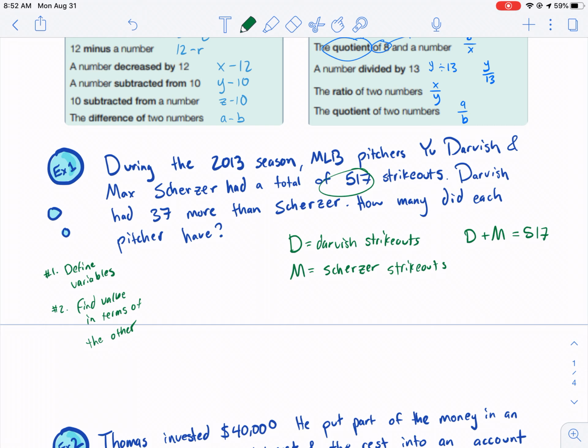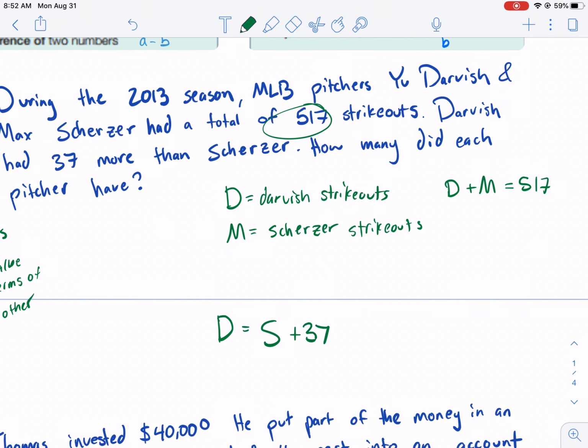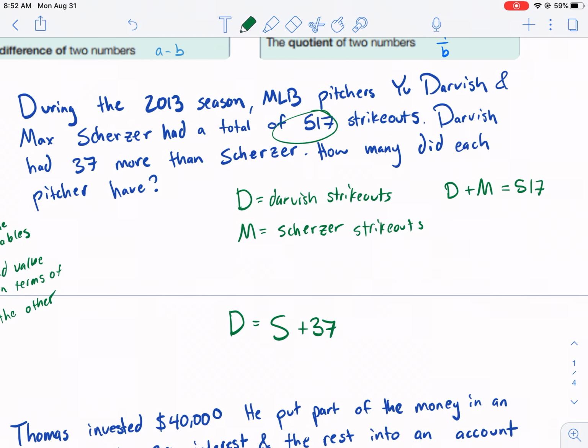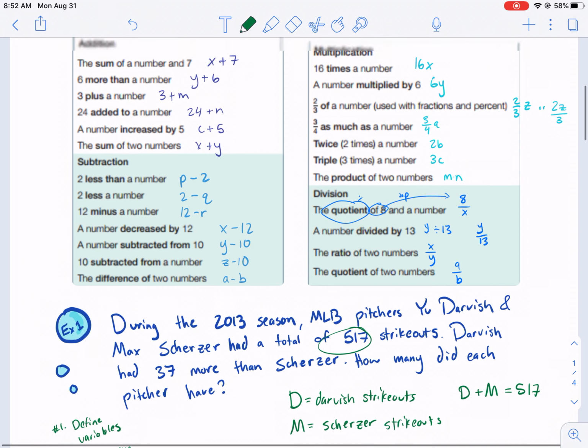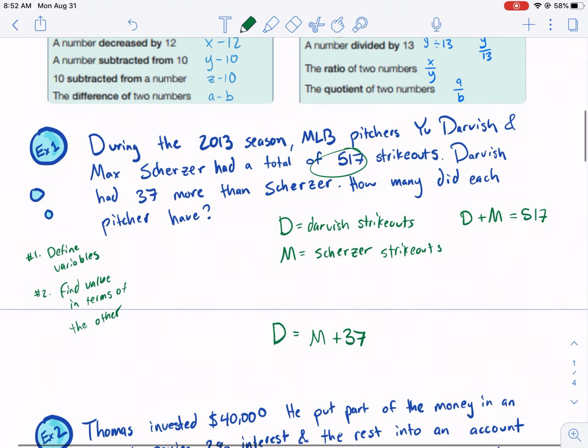It gives us something in comparison to the other. So we know that Darvish, if we take Scherzer's strikeouts, needs 37 more in order to equal Darvish. So Darvish is kind of the man here. He had more than Max did. Oops, sorry, M's my variable there. So Max needed to add 37 to his, more than, in order to equal Darvish. So that's the second piece of information that we have.